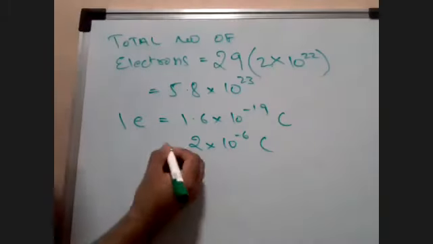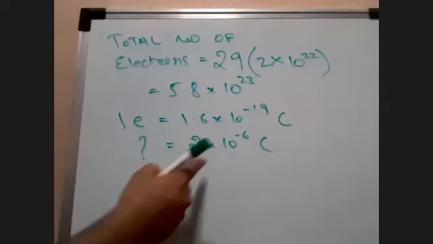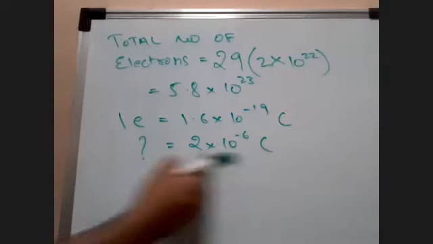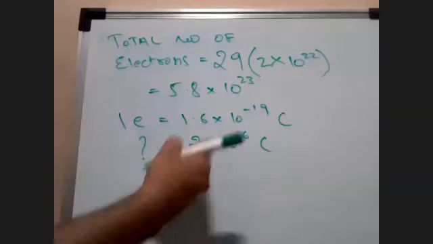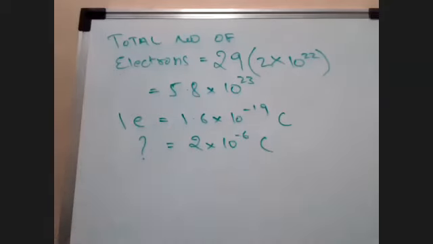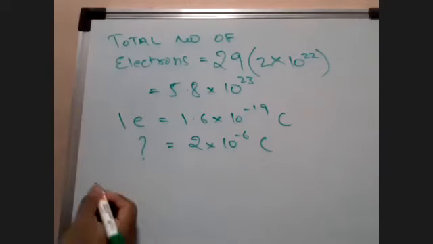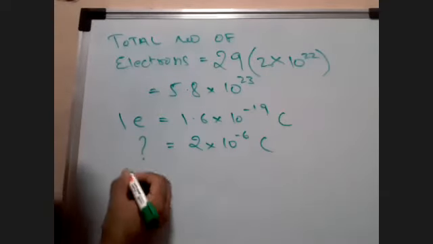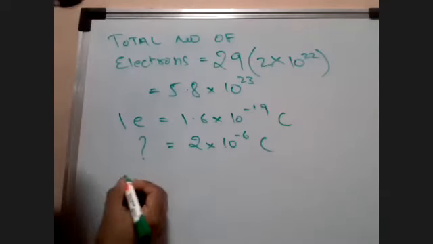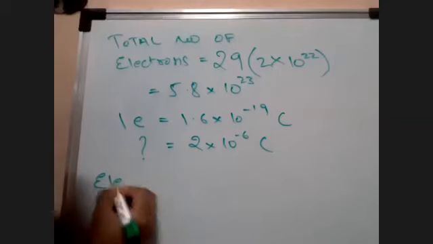So how much will be the number of electrons? It will be 2 into 10 raised to minus 6 divided by 1.6 into 10 raised to minus 19. So what is this we are calculating? This is the number of electrons that are to be removed. So I'll write here, electrons removed.